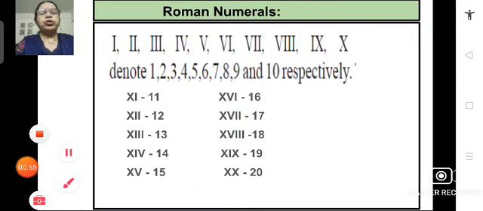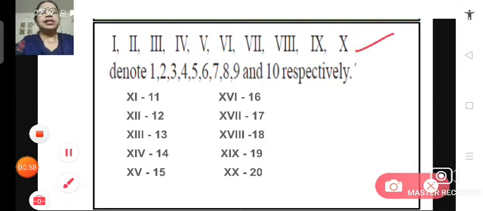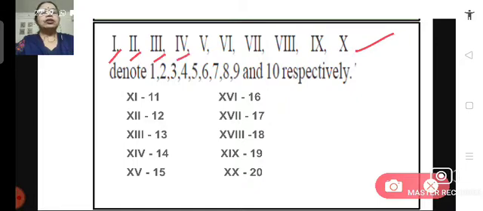Children, the Roman numerals shown here represent 1, 2, 3, 4, 5, 6, 7, 8, 9 and 10 respectively. I written once is 1. If it is written 2 times, then it is 2. 3 I's are 3. Then IV is 4. V is 5. VI is 6. VII is 7. VIII is 8. IX is 9 and X is 10.